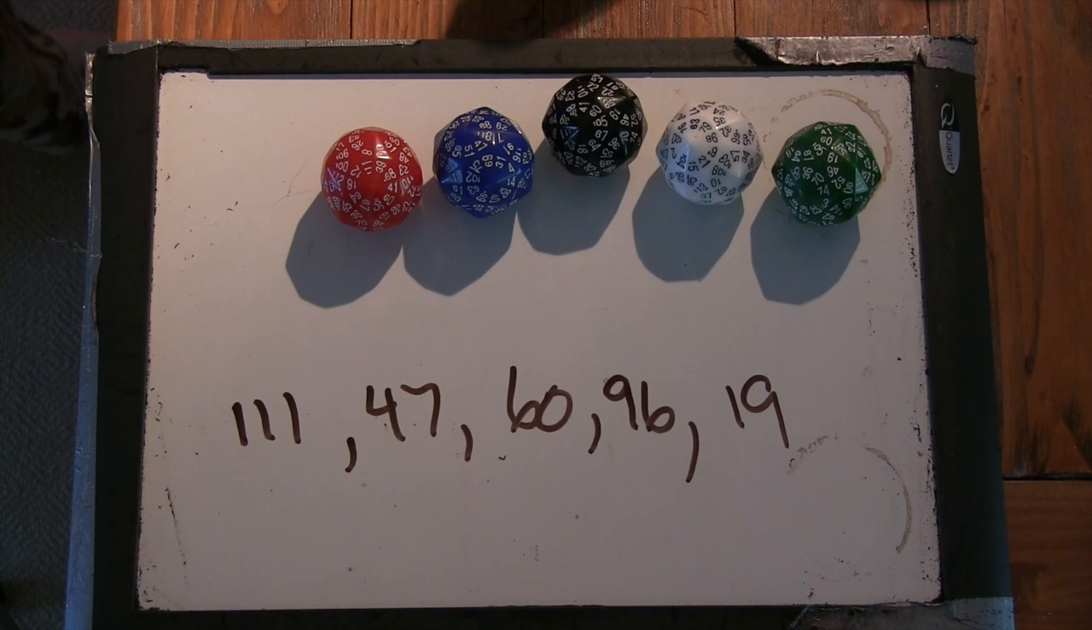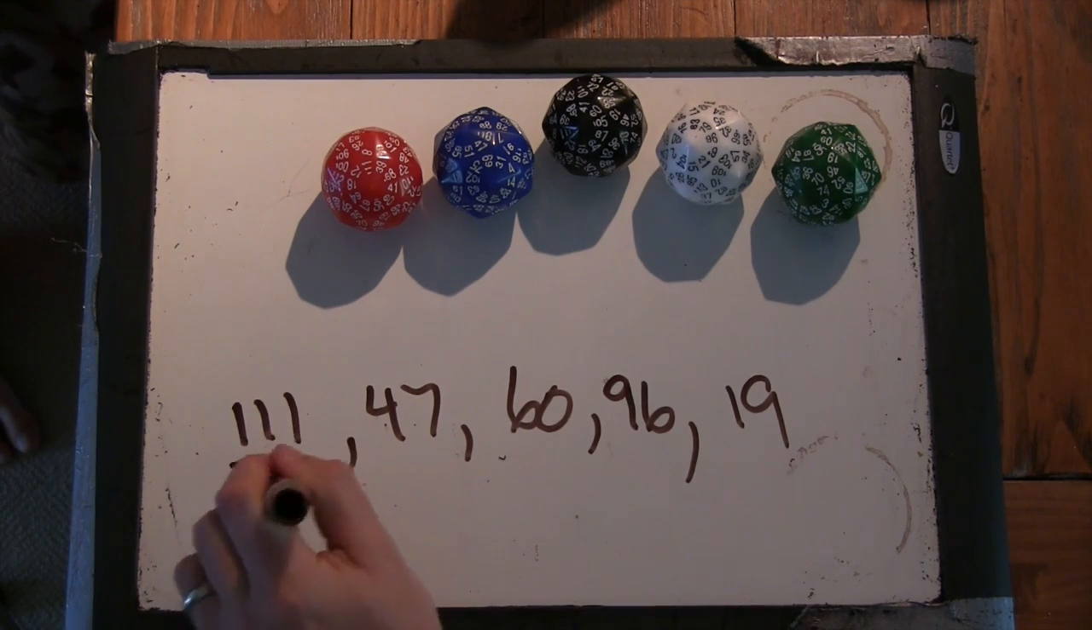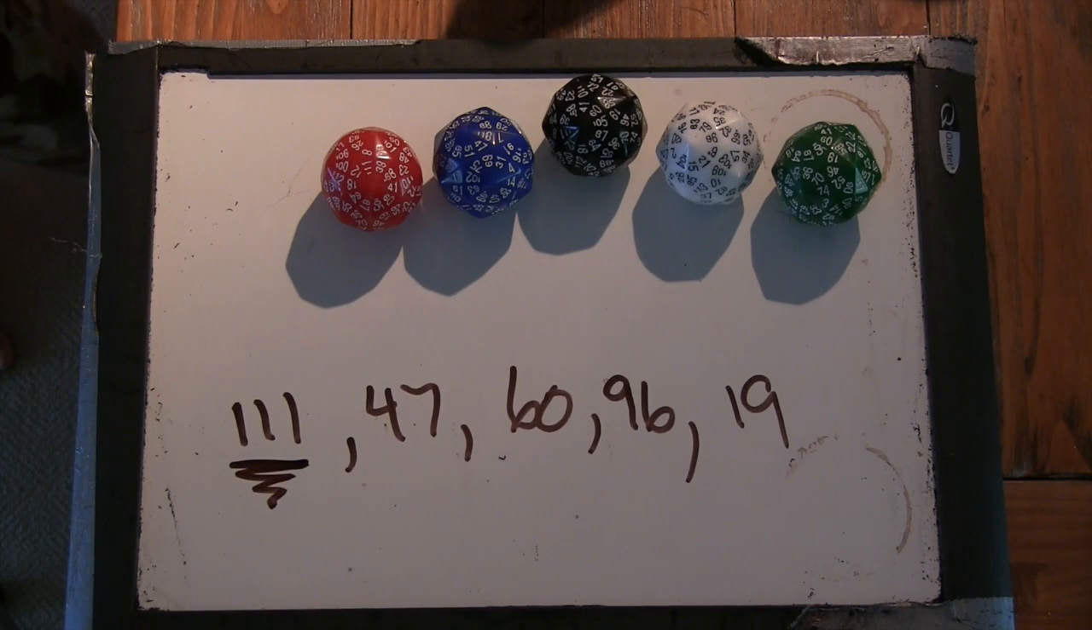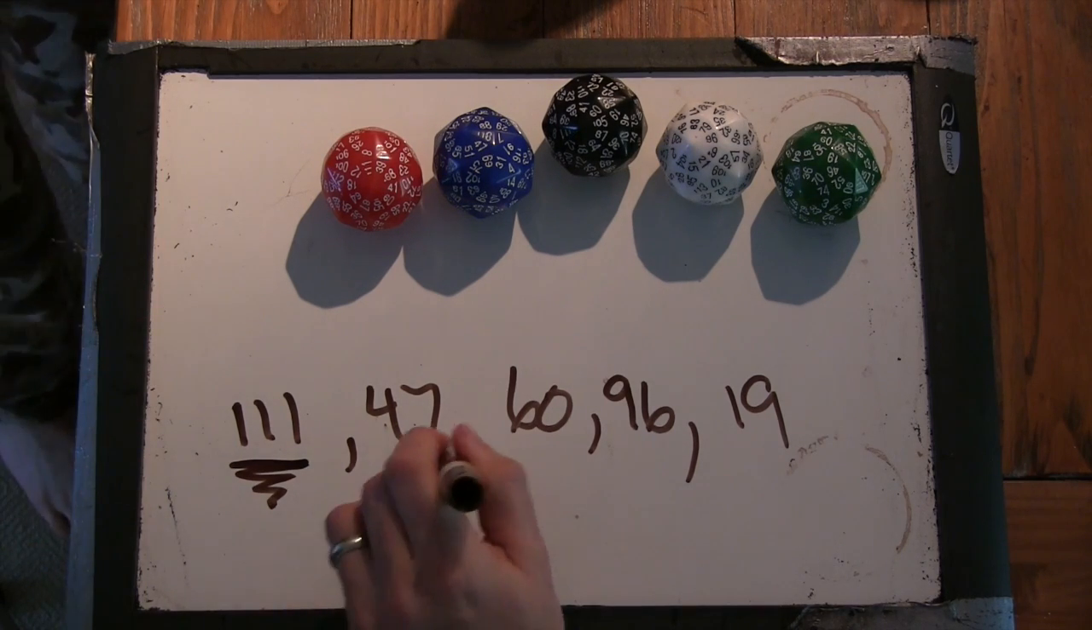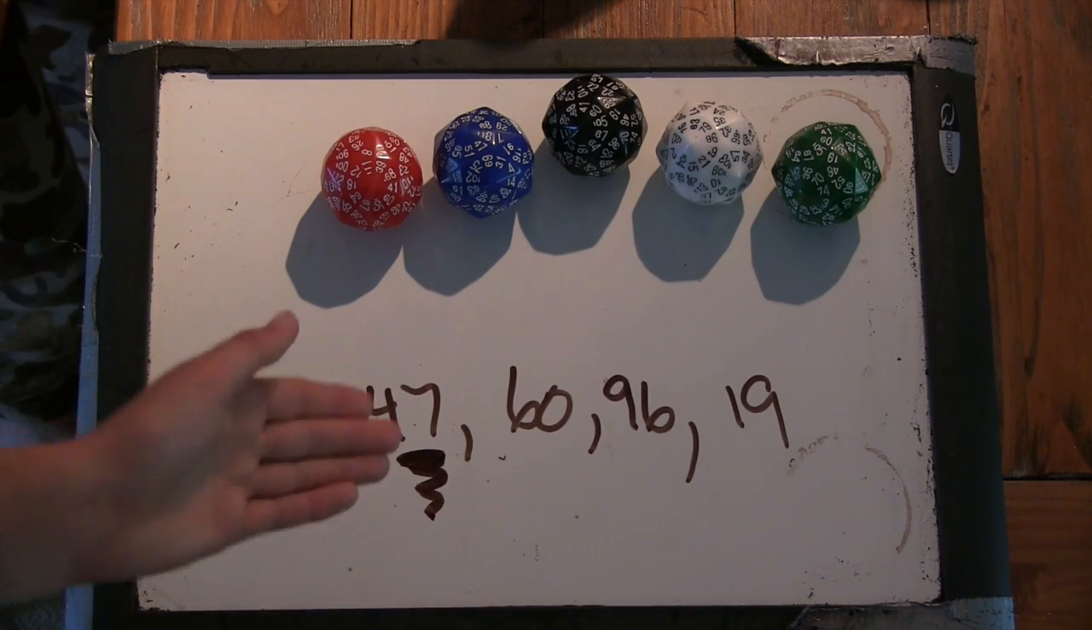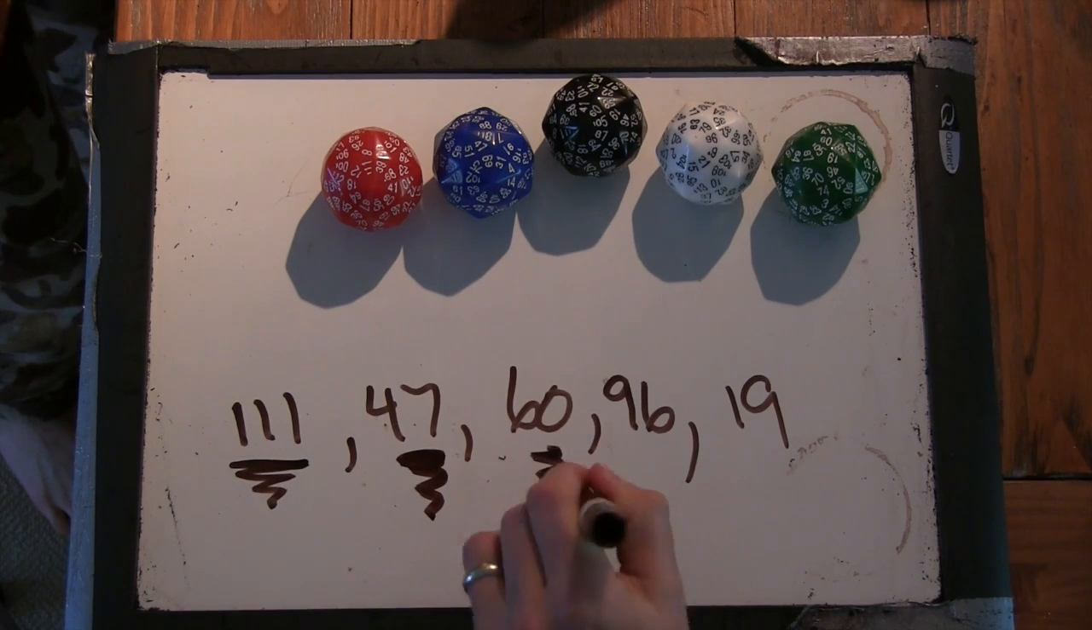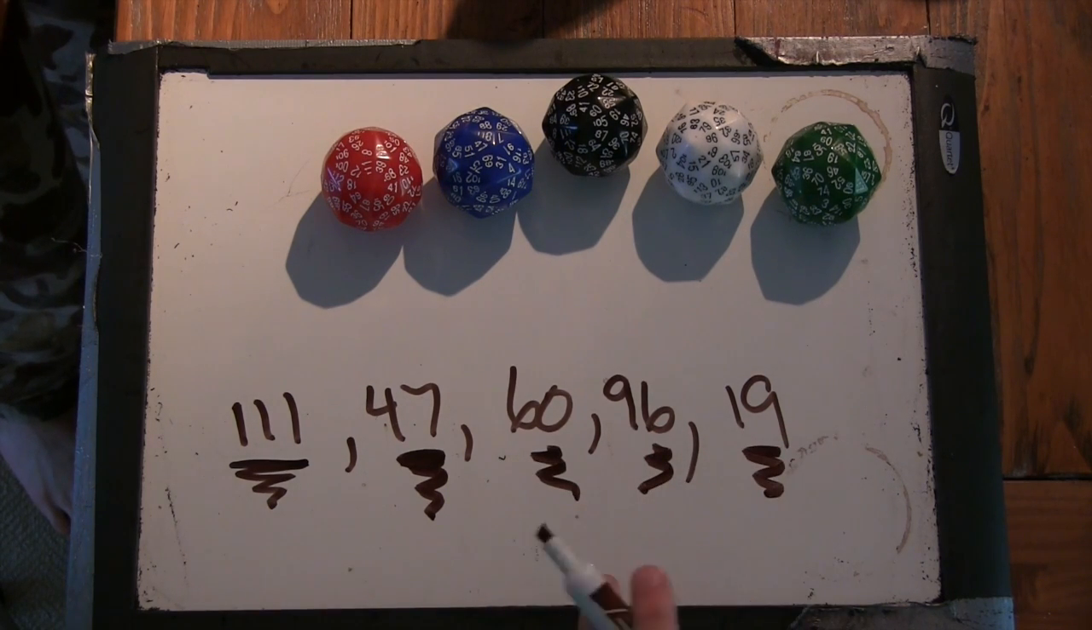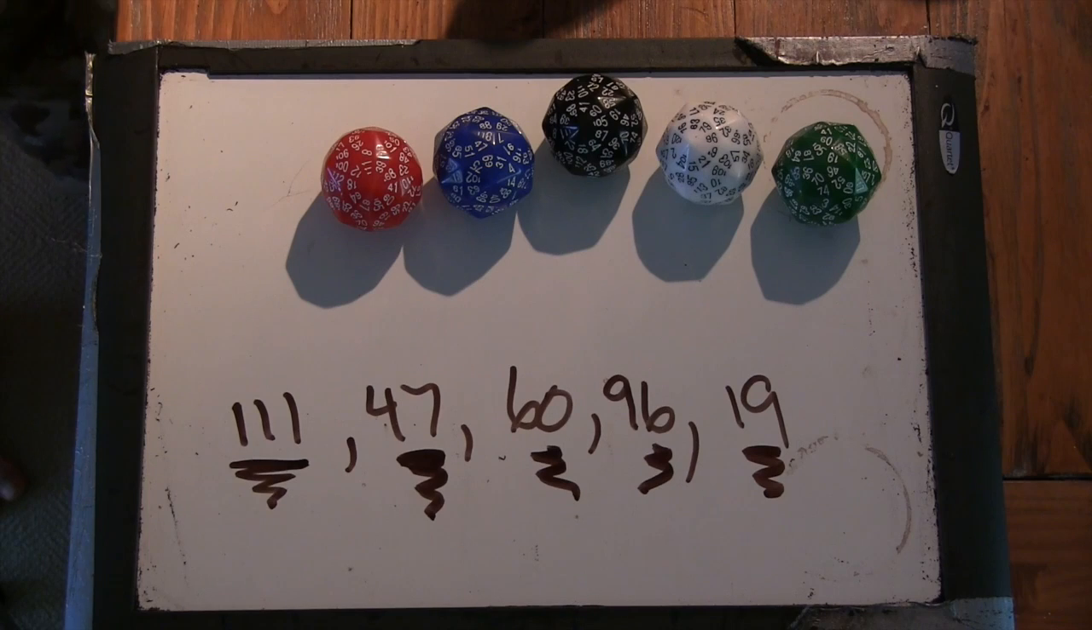Maybe you can say like the first time you roll a die, you can cross off the number. Okay. So I could cross off 111, so 111 has happened. And then you cross off the next number, 47, we've had 47. And you've had 60, 96, and 19. Okay. So what is that helping me do? It's helping you get into a smaller range of numbers.